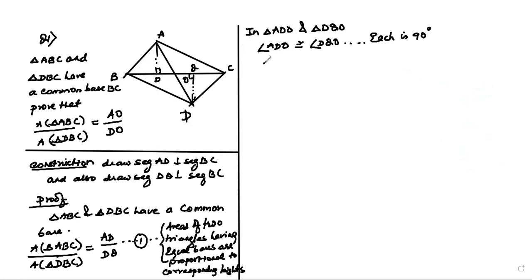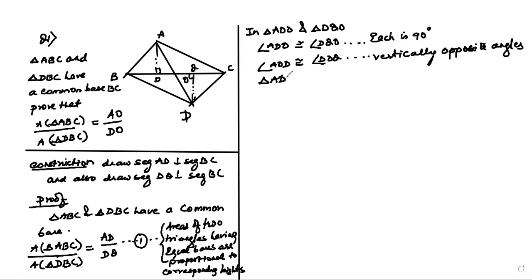Then children, this is very simple. Angle AOD is congruent to angle DOQ. What's the reason, children? Vertically opposite angles. So now what will happen, children? Please have a look at this. So both the triangles, triangle ADO is similar to triangle DQO by AA test of similarity.